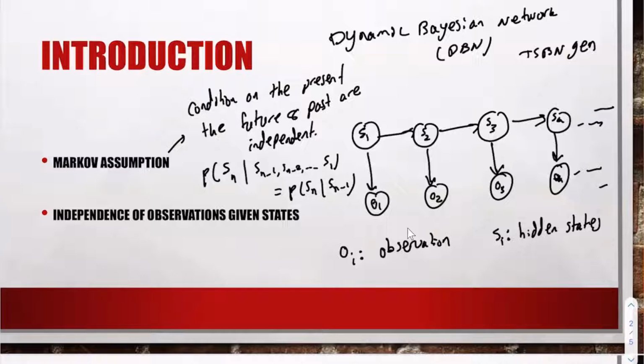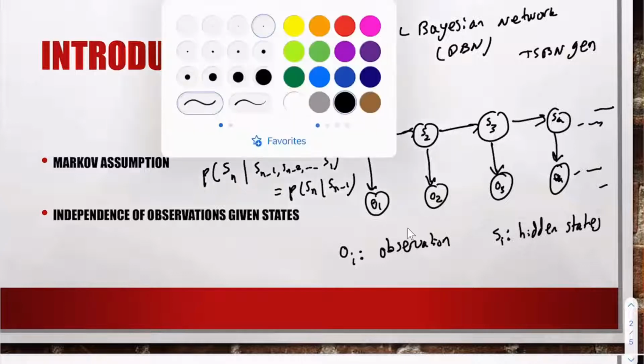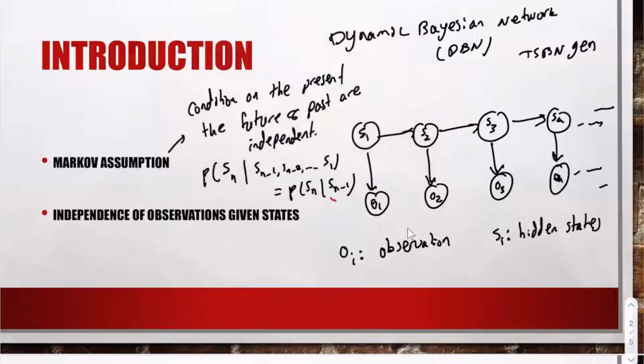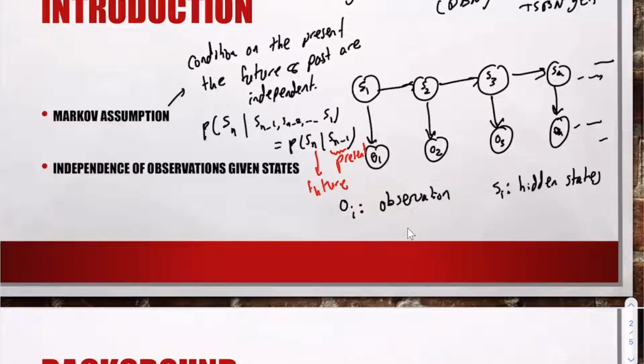So take Sn minus 1 to be the present, and Sn is going to be the future. Anything else before the n minus 1 time point is going to be the past. So what HMM says is that the future is only dependent on the present. I don't really care about whatever happened in the past. That's very important. This is called the Markov assumption.